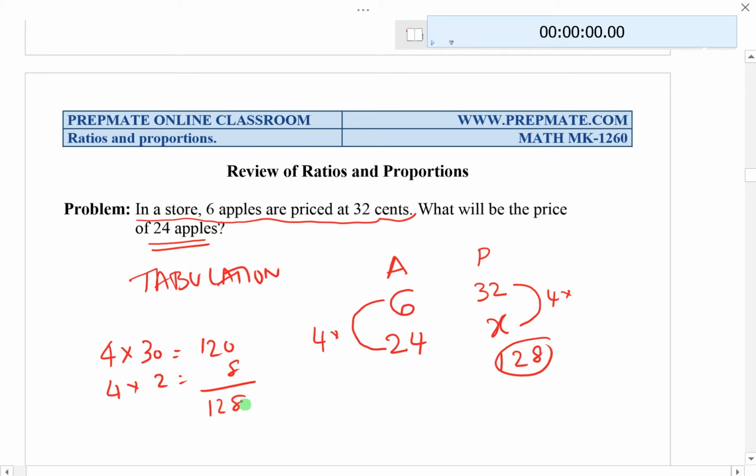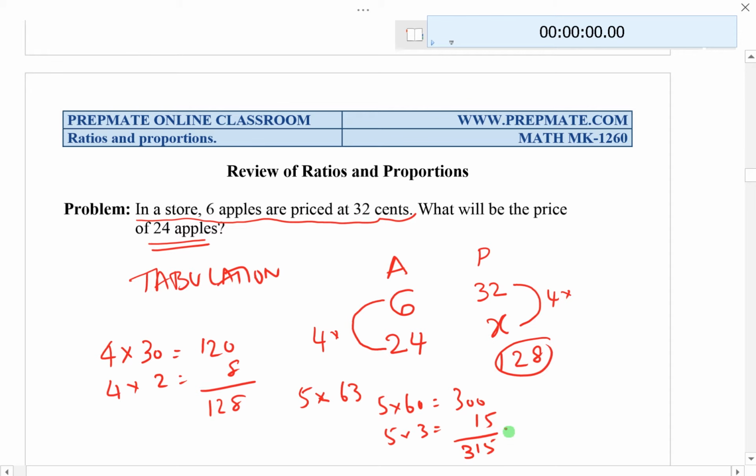Let's take another number. Let us say that we would like to multiply 5 times 63. So that is going to be 5 times 60, which is 300, and 5 times 3, which is 15. So 5 times 63 is 315. You can do that in your head, and this is going to save a lot of your time.